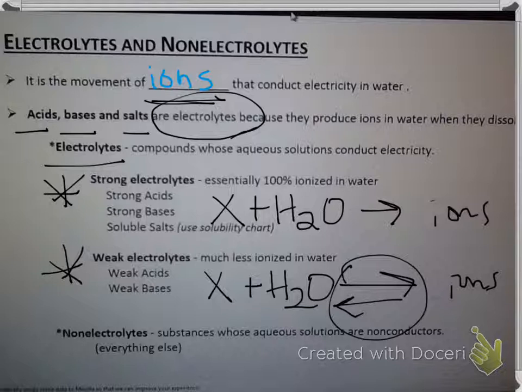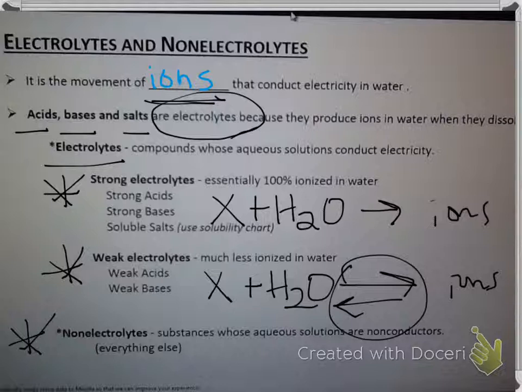So the current that's produced is less as well. Now, do all compounds dissolve in water to form ions? The answer is no. Not all compounds that you put into water will react or dissolve in water to form ions. If a substance does not form ions, it's called a non-electrolyte.